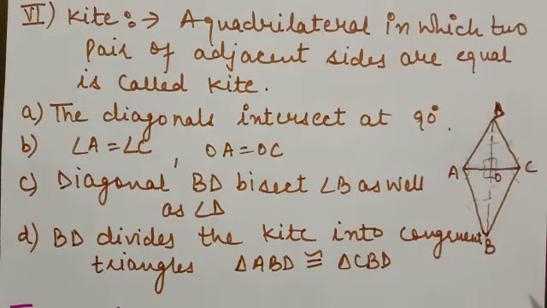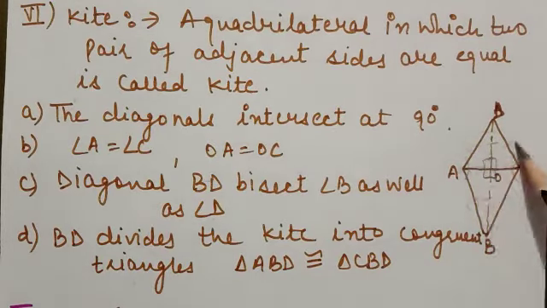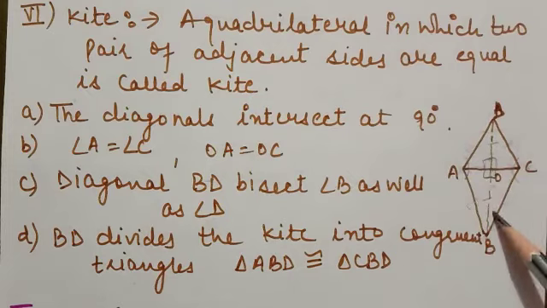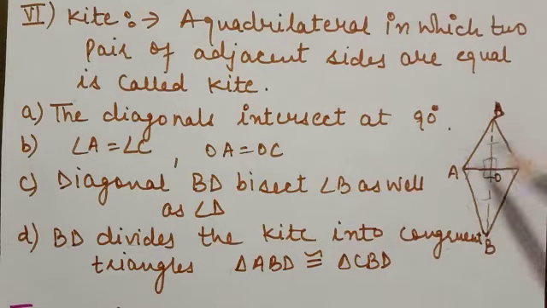DO and OB are not equal to each other because the measurements of these two pairs of adjacent sides are different to each other. Diagonal BD bisects angle B as well as angle D. BD divides the kite into two congruent triangles, triangle ABD and triangle CBD. They both are congruent to each other.